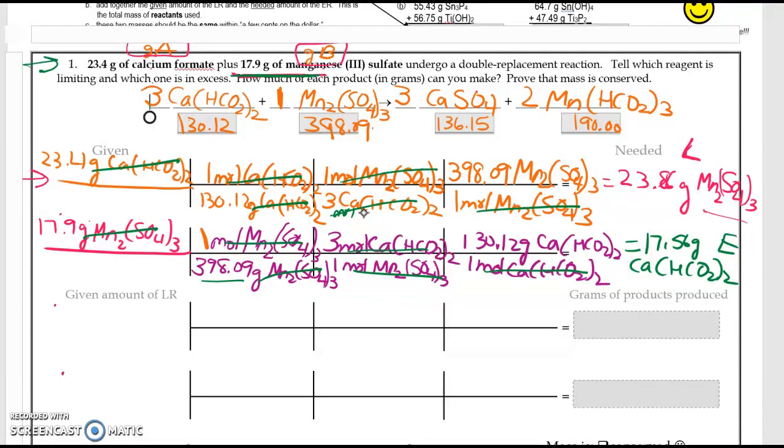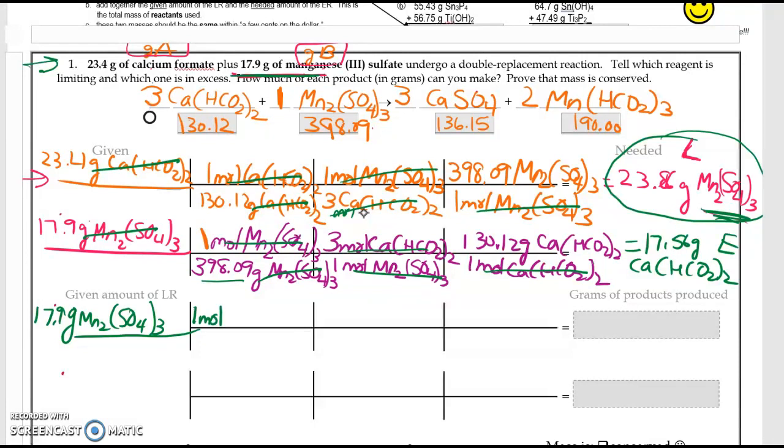So now basically your products are dependent on the limited reactant, because that's the one that's going to control how much of the product you make. So your limited is the Mn2SO4. So we're going to go ahead and put that down here, 17.99 grams Mn2SO4. So now you're going to use this value to calculate how much of the products you can make.